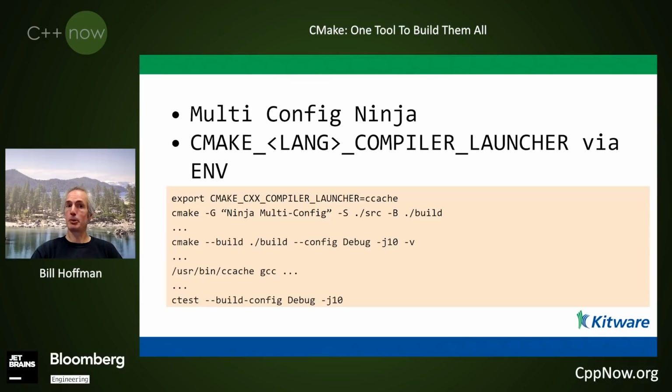We've also added support, which came from our work with the Qt company, for the multi-config Ninja generator, where you can specify CMake language compiler launchers. In this multi-config generator, you can build both debug and release off of one build tree, much like you would with Xcode or Visual Studio, but now you can do it with Ninja.